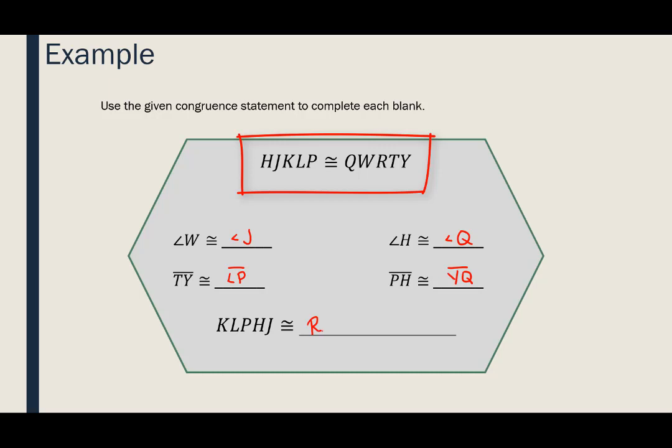L is the next vertex. Keep going down the line, so L is the second to last. That means T would be next. Continue matching the letters. P matches with Y. H matches with Q. And finally, J matches with W. So this would be another way to write that congruent statement. They're talking about the same polygons, but they look a little bit different.